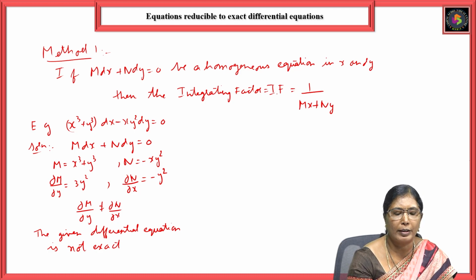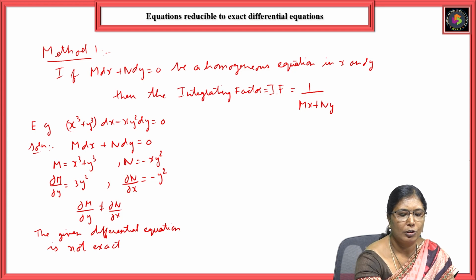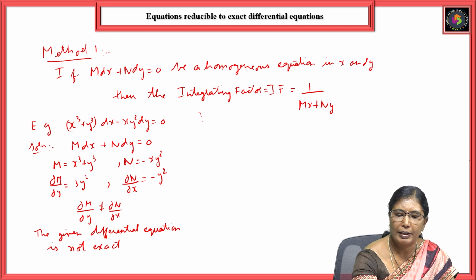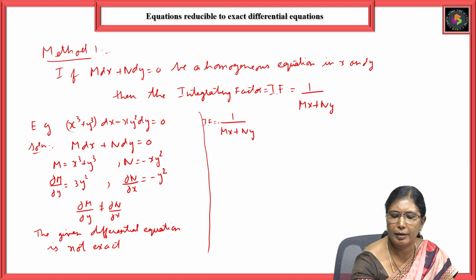Since it is not exact, we have to make it exact by multiplying by an integrating factor. So how to find the integrating factor? First check whether each term is of the same degree in x and y. The first term is of degree 3, second 3, and the last term is also 1 plus 2, 3. So each term is of degree 3. So this is a homogeneous differential equation of degree 3. When it is homogeneous, we know that the integrating factor is 1 by Mx plus Ny. You know M and N, substitute here.